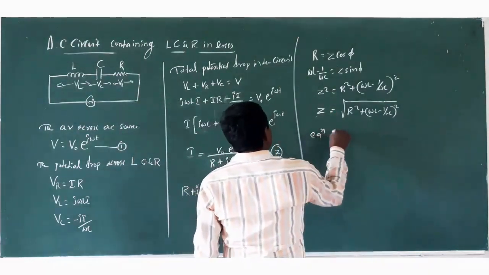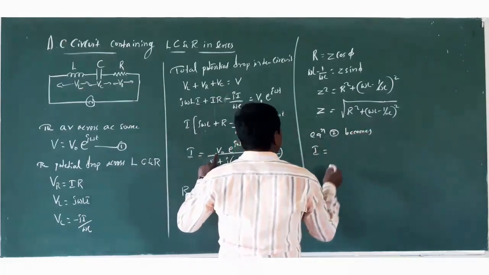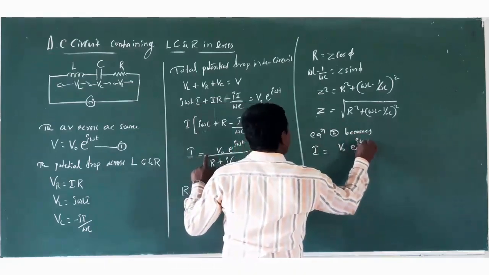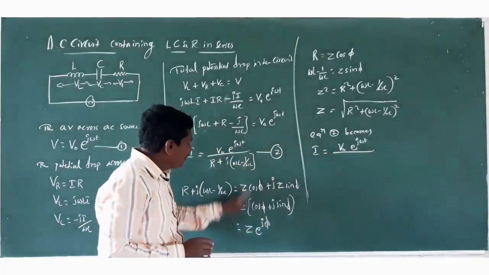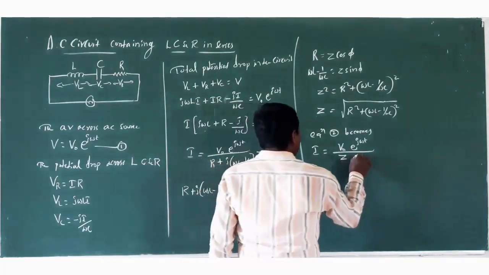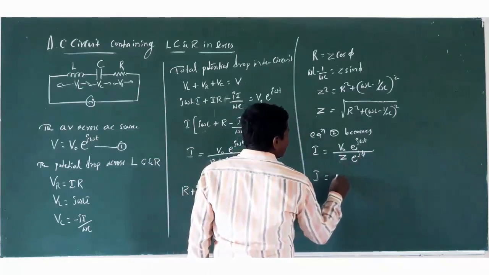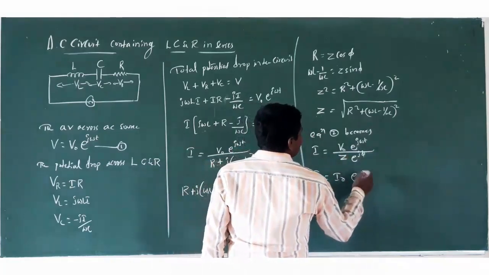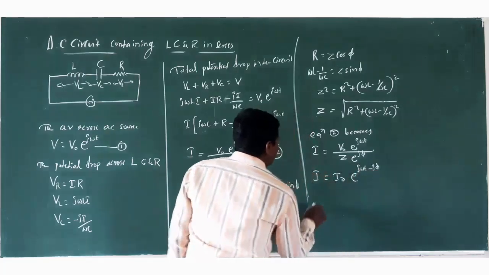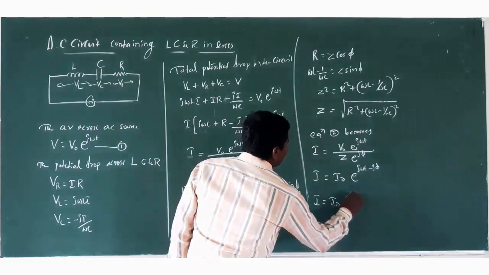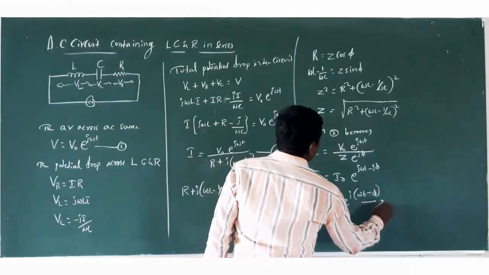Now equation 2 becomes I is equal to V naught e raised to j omega t divided by R plus j into omega L minus 1 divided by omega c, that can be represented by z e raised to j phi. We are going to get I is equal to V naught divided by z, which is nothing but I naught. So if we simplify, e raised to j omega t minus j phi, we are going to get I is equal to I naught e raised to j, as a common term, omega t minus phi. Let us consider this as equation number 3.